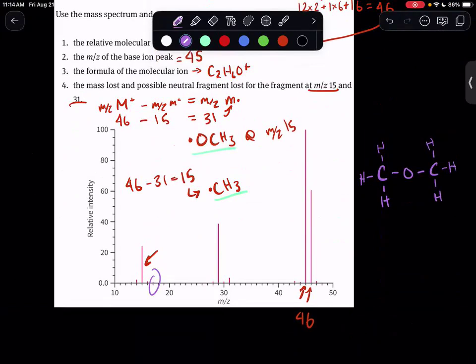This is the power of mass spec, and it's something that you should try and practice quite often.